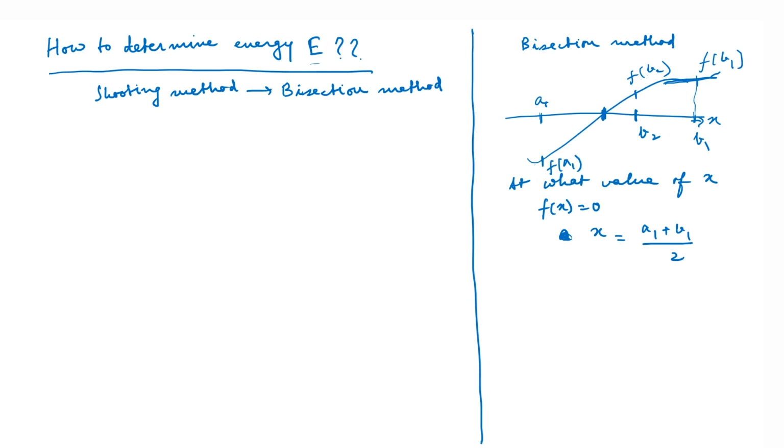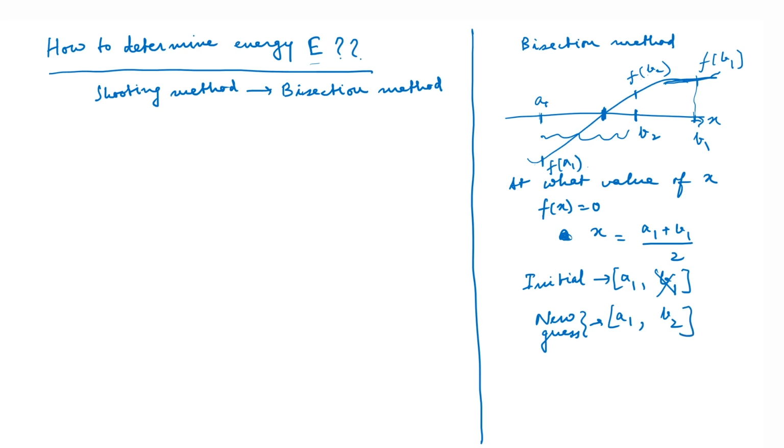Suppose in this schematic diagram, the product of f a 1 and f b 2 will determine my negative value. The initial guess was a 1 and b 1. Now I know that this is the interval within which the root of my function lies. For this upper limit, I replace b 1 with b 2. So my new guess is between a 1 and b 2.